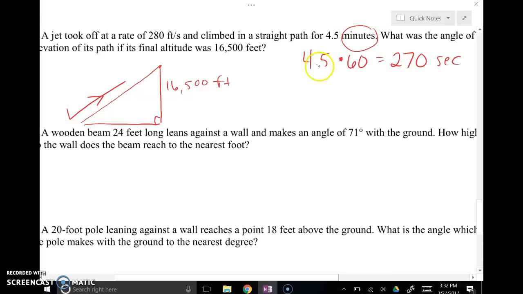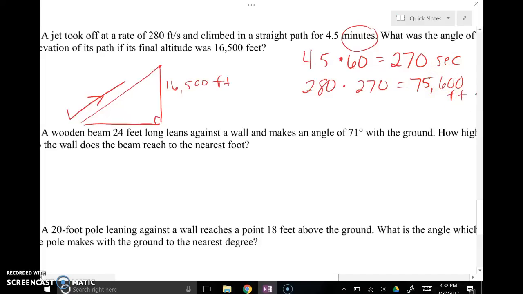So what I did is 4.5 minutes times 60 seconds per each minute. So 4.5 times 60 tells me there are 270 seconds in 4.5 minutes. Then I've got to say, okay, it was traveling 280 feet every single second. So it went up 280 feet times 270 seconds. According to my calculator, 280 times 270 is 75,600, and that'll be feet.